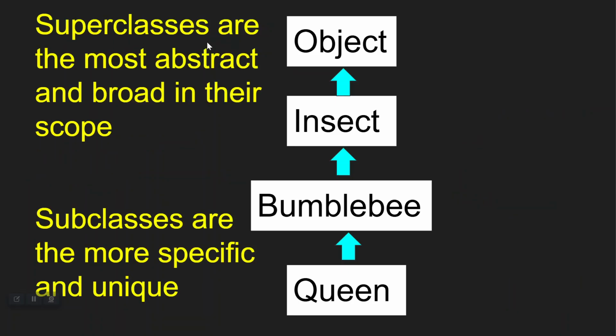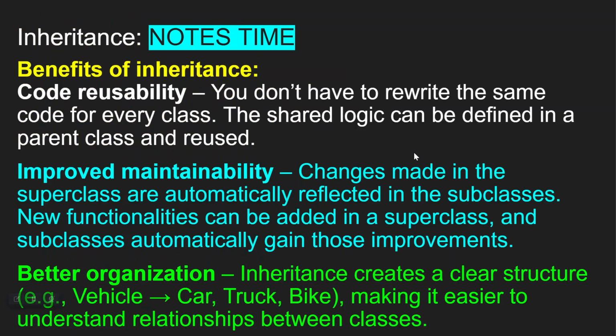Now, superclasses, again, are the most abstract and they are the most broad in their scope. And then again, subclasses are the more specific and unique versions of them. So that's typically what you see: very broad and generic labels up here, and then as you go down the inheritance tree, things get more specific or more unique.